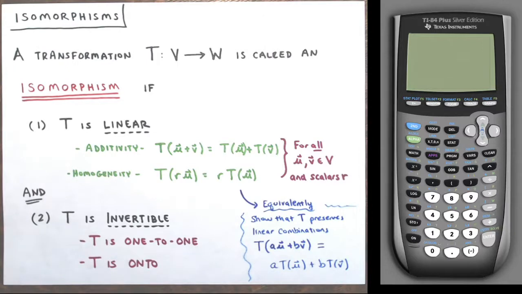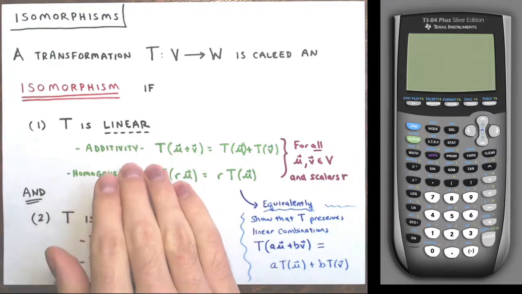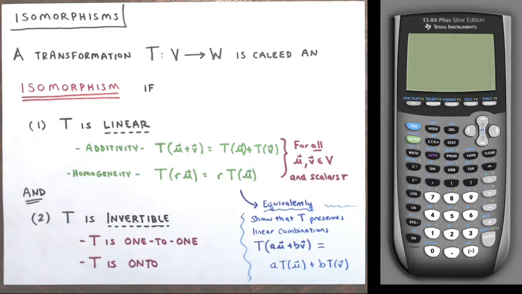Alright, so when I'm asked to determine if a transformation is an isomorphism, I first go through the linearity stuff. I check to see if it's a linear transformation first, because if it is, then I can write it as a matrix transformation and look at the standard matrix. Then I can use the standard matrix to very easily tell if the transformation is 1-to-1 and onto. I've gotten into that in previous videos. And if the transformation's not linear, well, then there's no way that it's going to be an isomorphism.